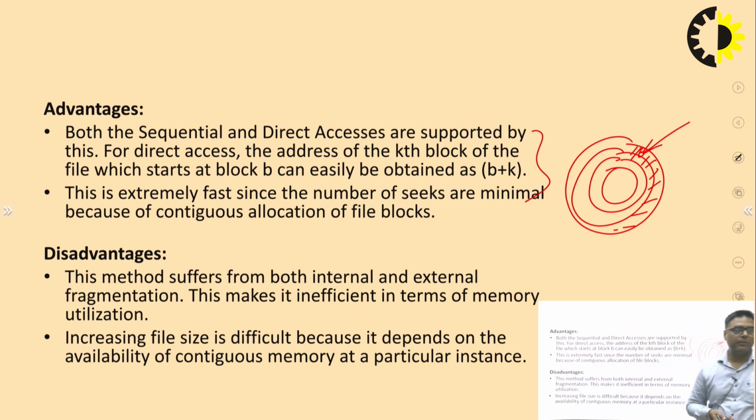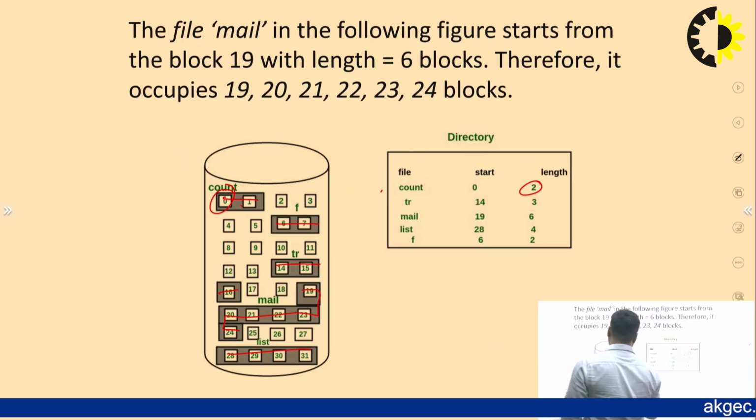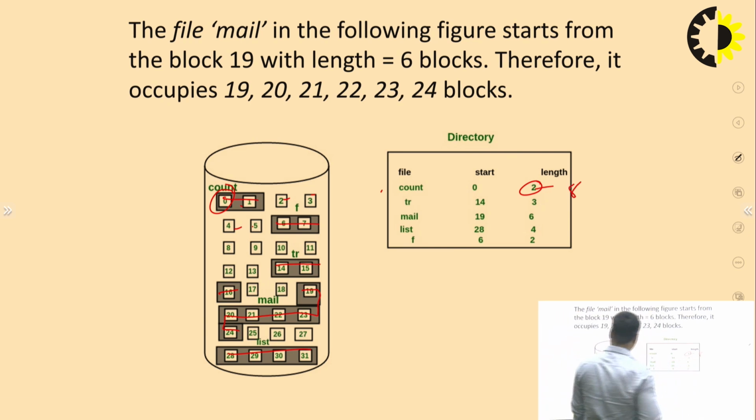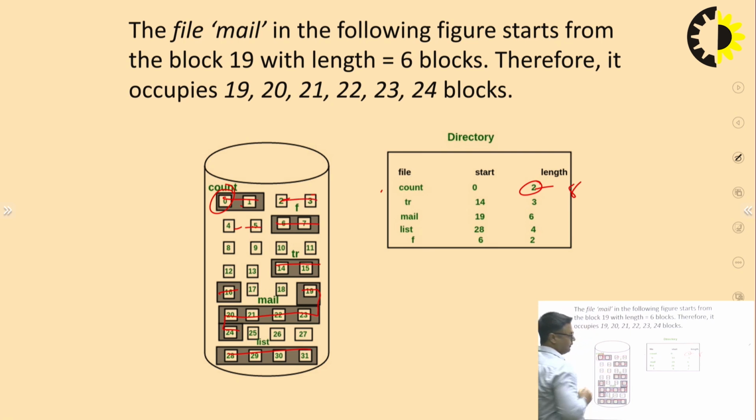Disadvantage: this method suffers from both internal and external fragmentation. This makes it inefficient in terms of memory utilization. Increasing the file size is difficult because it depends on the availability of contiguous memory. As said before, external fragmentation is there, because blocks 2, 3, 4, 5 are already vacant but the data is not stored there. Internal fragmentation occurs if the file size is small relative to the block size. And the file size cannot be increased: if count is increased to 8, it cannot be stored, because only 4 blocks are vacant, so it is not stored in the sequential manner.